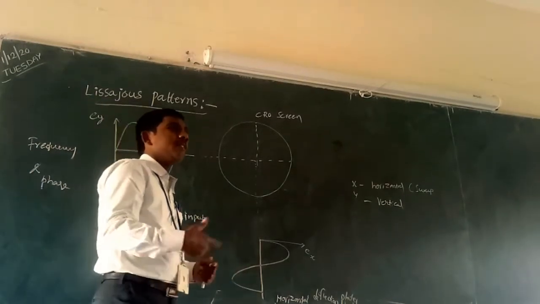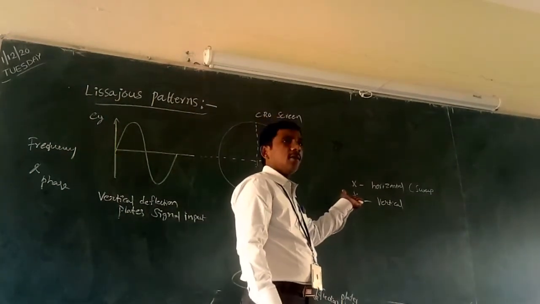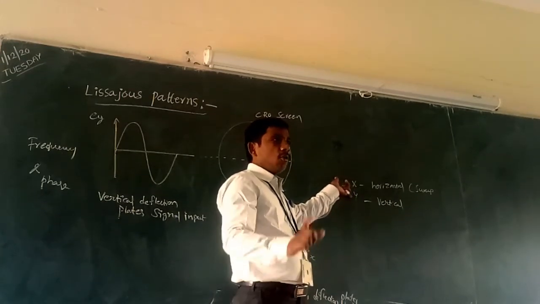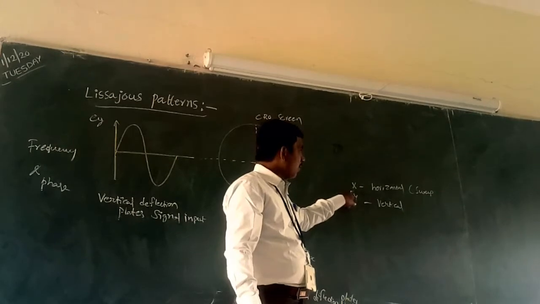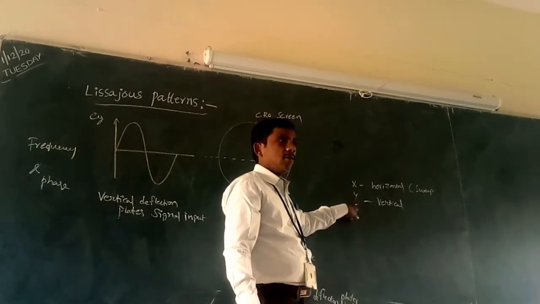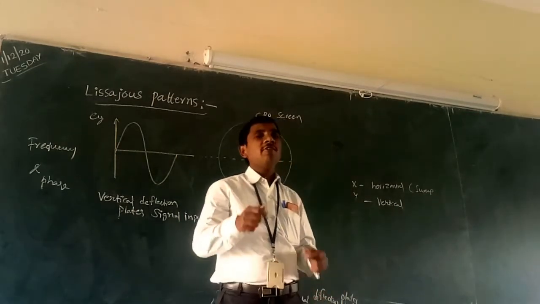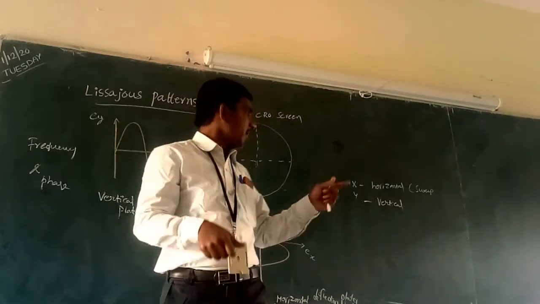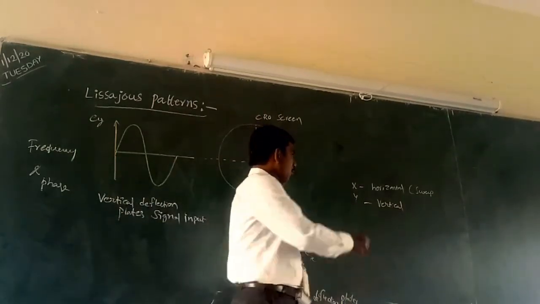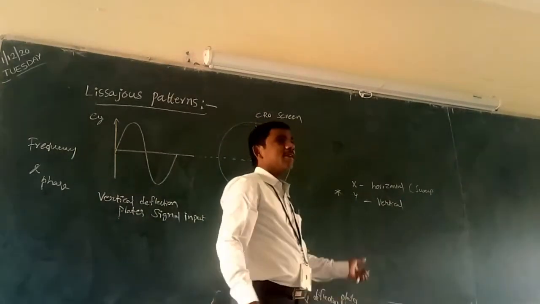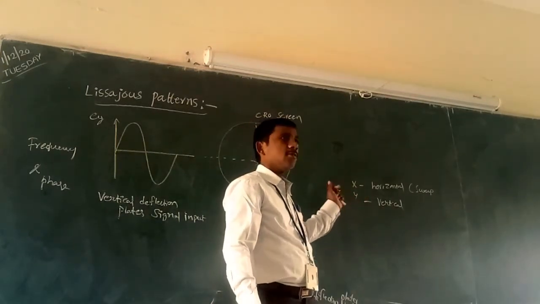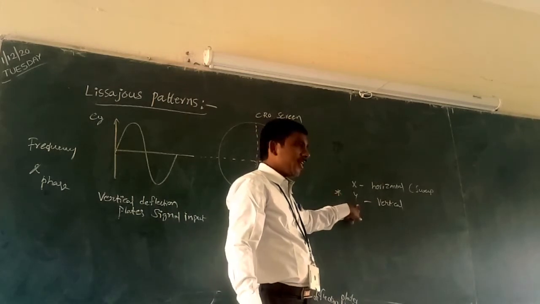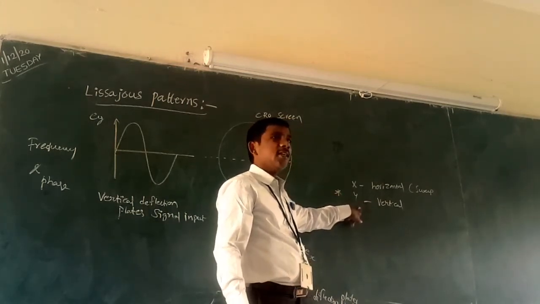But actually in a CRO, when it is measuring voltage, an unknown voltage, if you want to see any signal, we have to apply it to the vertical deflection plates. The input for the CRO given by the probe is connected to the vertical deflection plates directly. That we have to remember. Always remember this. It is very helpful for your future also, from the GATE point of view also. That is, the input signal is connected to the vertical deflection plates or Y plates.